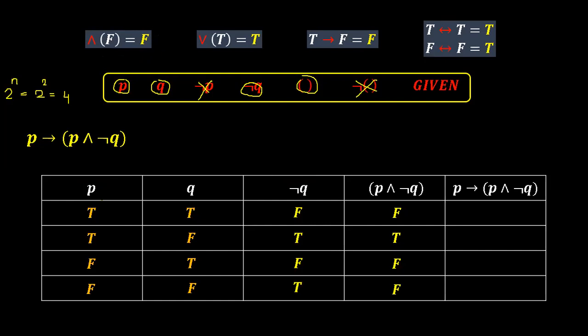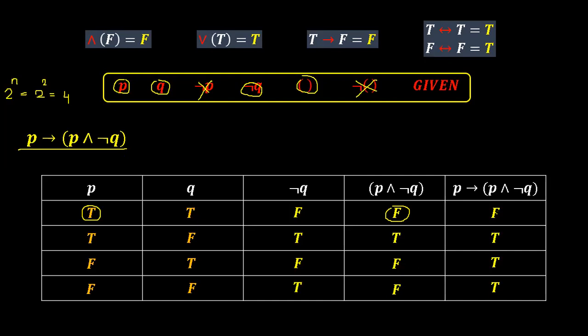So if P, then P and negation of Q: your hypothesis is P here, and your conclusion is P and negation of Q. When will it be false? It is false if TF, or if the hypothesis is true but the conclusion is false. So where is the TF here? This one, right? T and F. So that is false. Is there another? No more TF. So for the rest, the value is true. Okay? So that is the truth table for this statement: if P, then P and negation of Q.